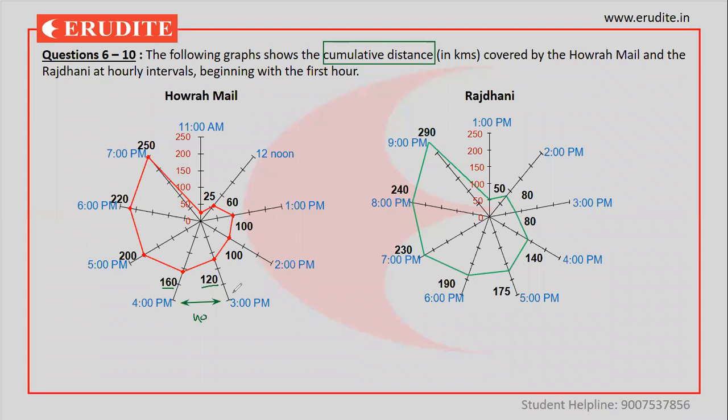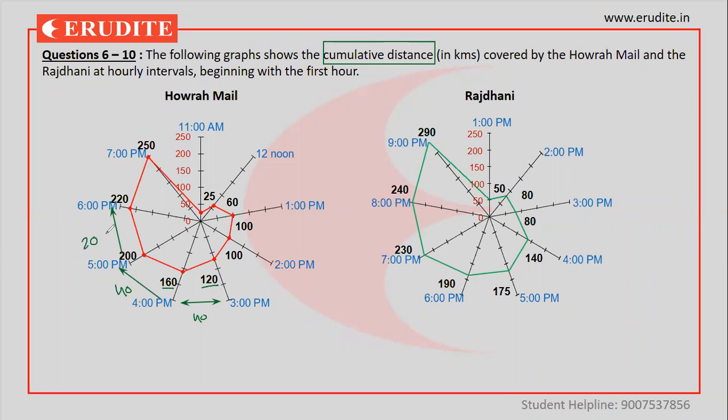It's not that at 3 o'clock it covered 120 and at 4 o'clock it covered one more 160. No. From the starting point, at 3 o'clock it is 120 away. From the starting point, at 4 o'clock it is 160 away. That means 3 to 4 it has covered 40. Similarly, 4 to 5, same logic, it has covered another 40. Or 5 to 6, on the other hand, it has covered 20.